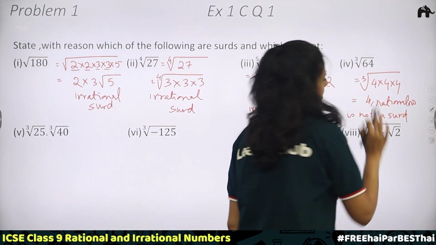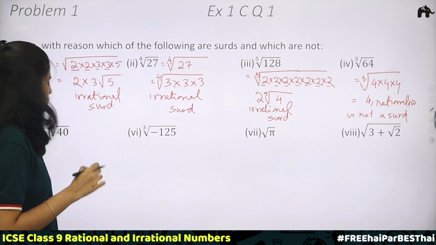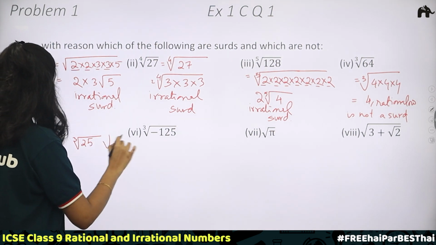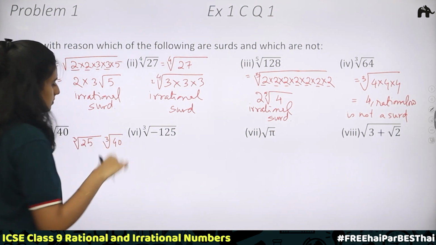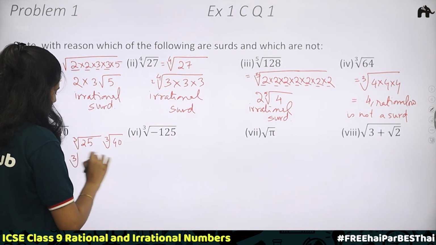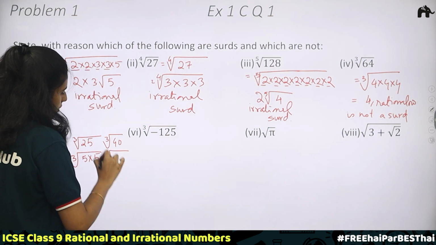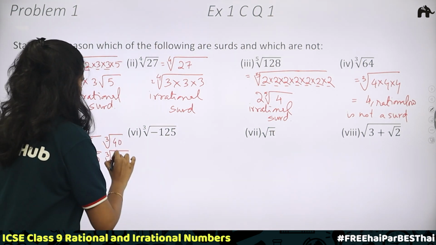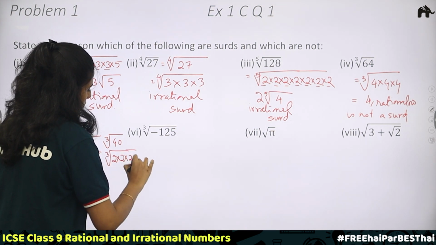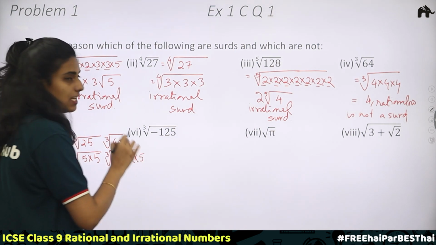Okay, because here we are getting a rational number. So next one, cube root of 25, cube root of 40. Okay, first cube root of 25. Cube root of 25 is 5 into 5. Cube root of 40. How can you write 40? 2 into 2 into 2 into 5. 2 2s are 4, 4 2s are 8, 8 5s are 40.